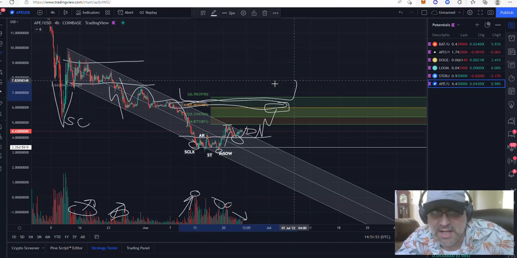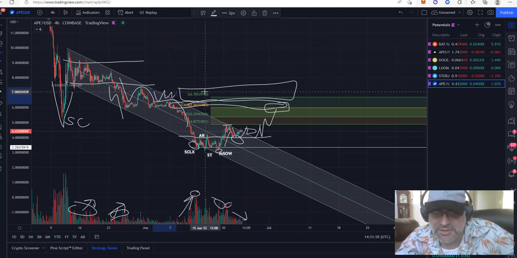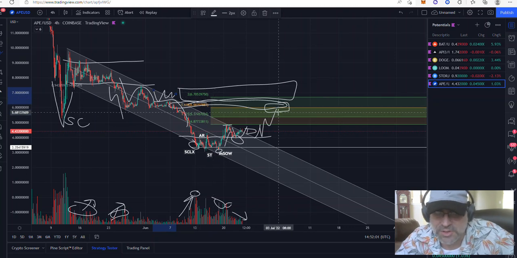There's a large order block in this area here, where it fills in this area. So that's where you find the order blocks, and so the 1.618 would be perfect.